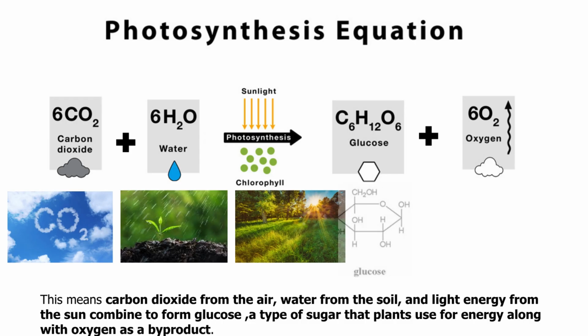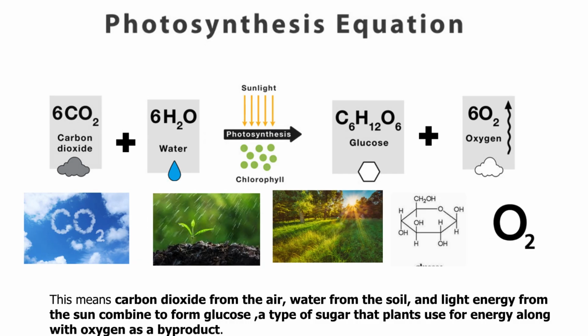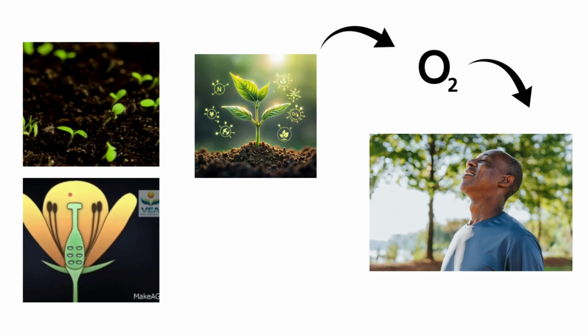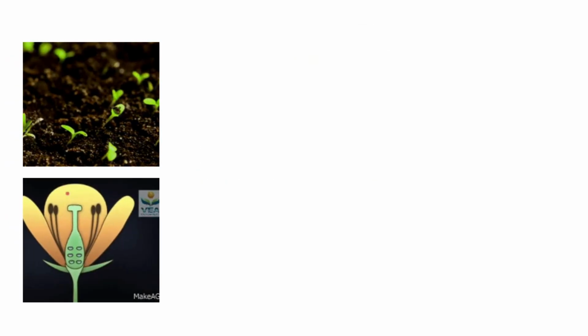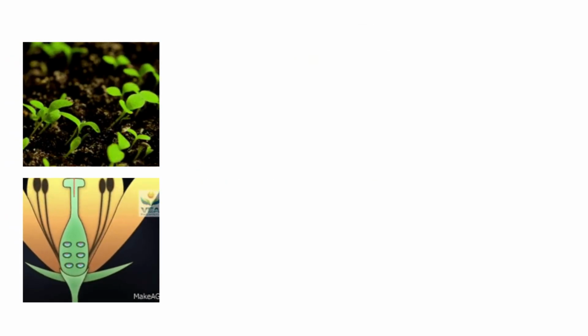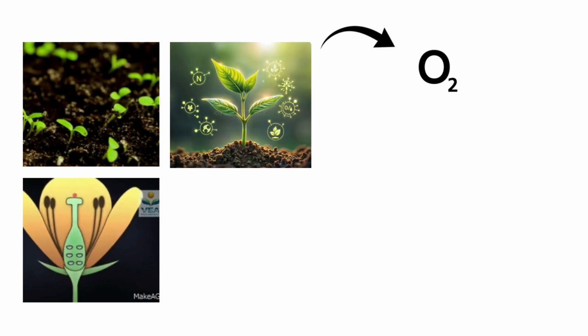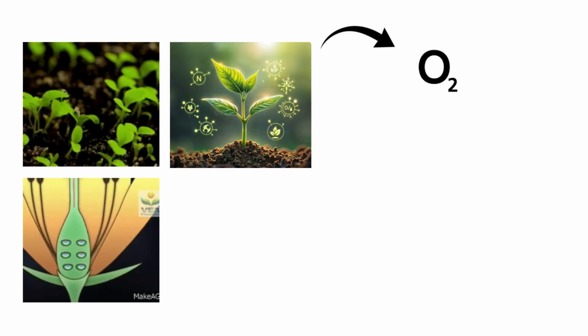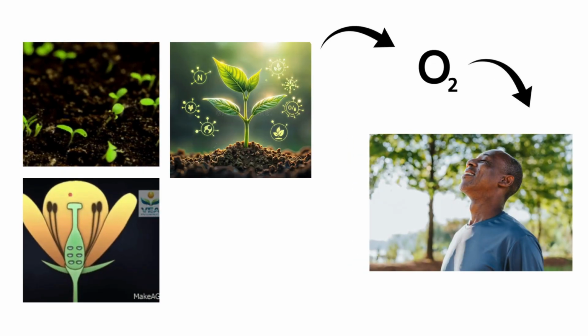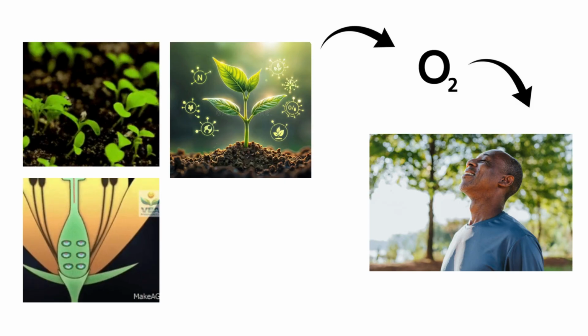combine to form glucose, a type of sugar that plants use for energy, along with oxygen as a byproduct. The glucose serves as their energy source for growth, reproduction, and other vital processes, while oxygen is released into the atmosphere, which is crucial for the survival of many living organisms, including humans.